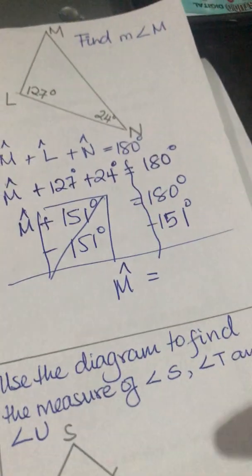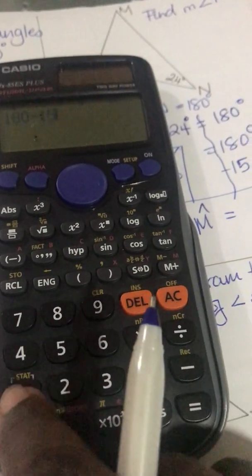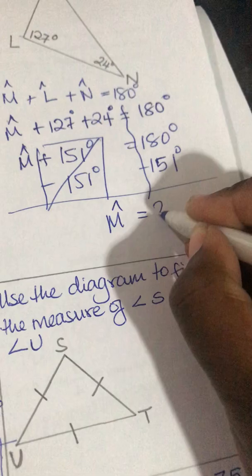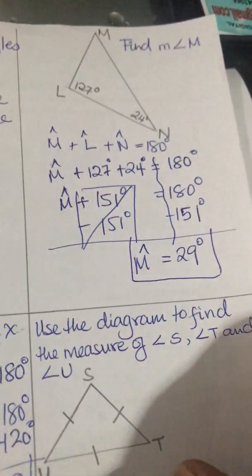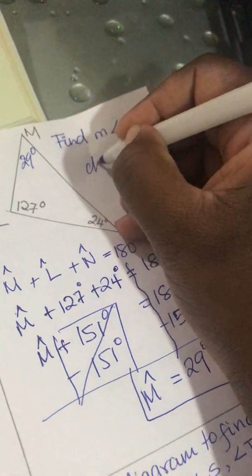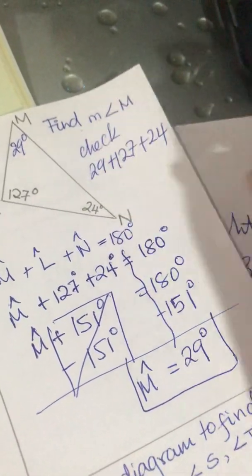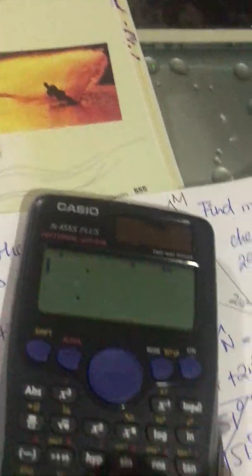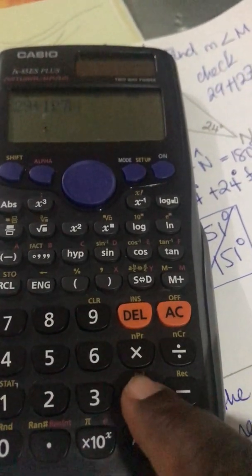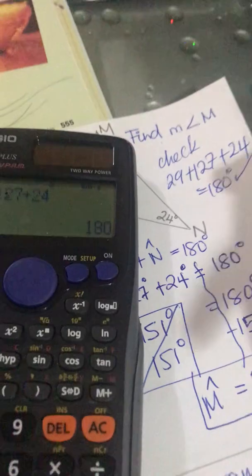Angle M equals 29 degrees. Box your answer, put it back in your picture, check your work. I will check over here. 29 plus 127 plus 24 should give me 180. So let's see. 29 plus 127 plus 24, 180. And I know I am correct.